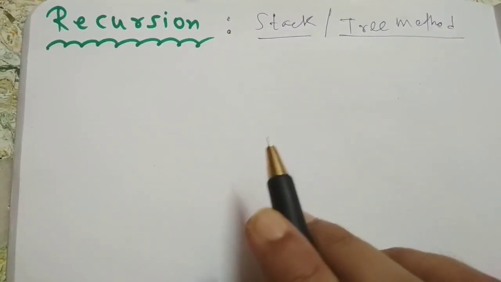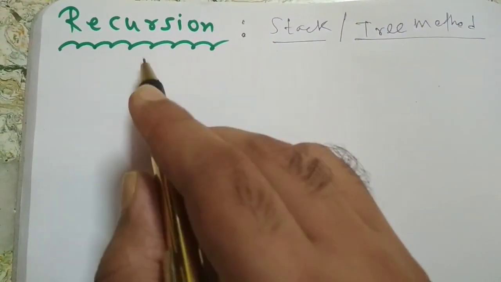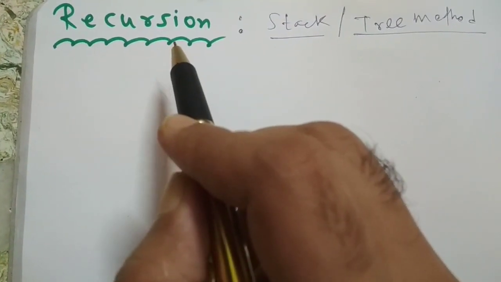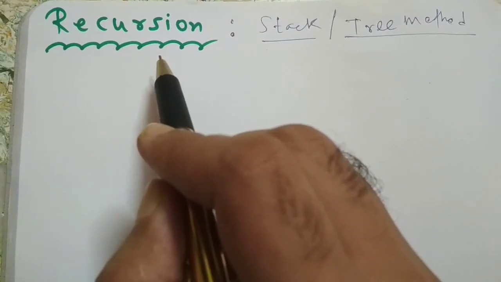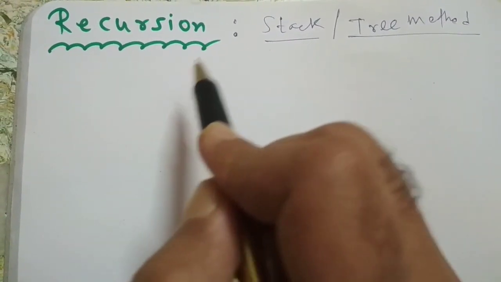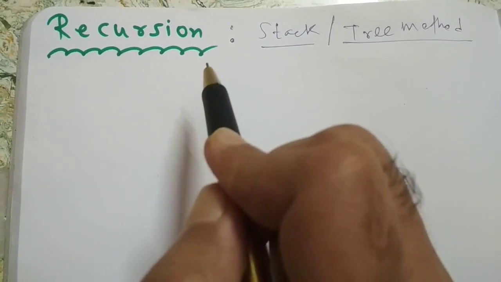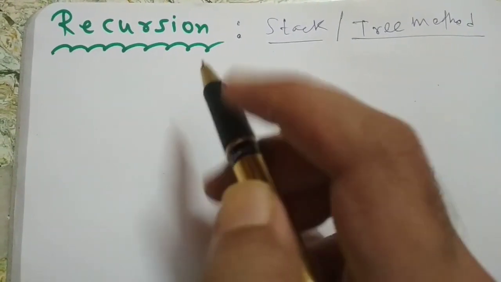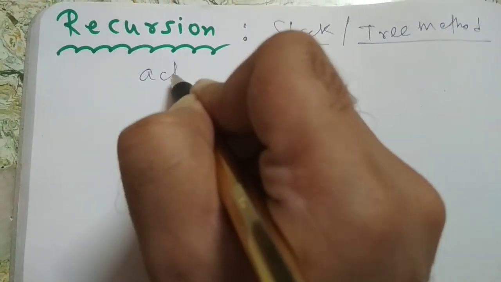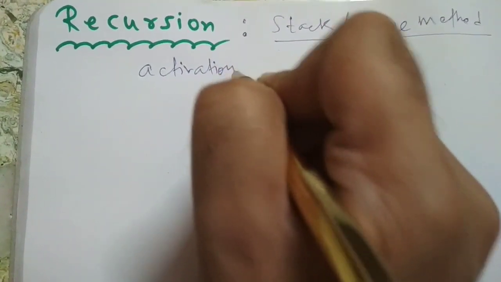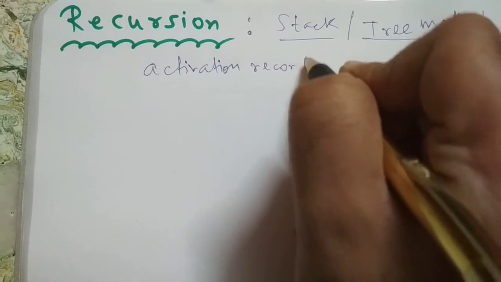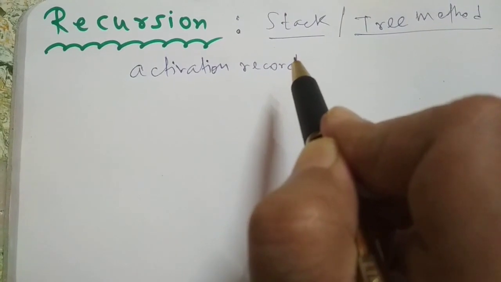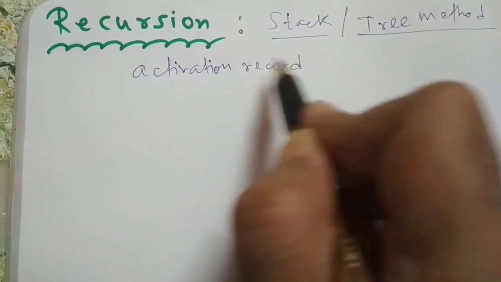What is recursion? Recursion is the process by which a function calls itself. Whenever a recursive call is made, that function call is pushed onto the stack. And whenever a function is called, an activation record is created on the stack. This activation record will give us an idea of the behavior of the function for a particular input.